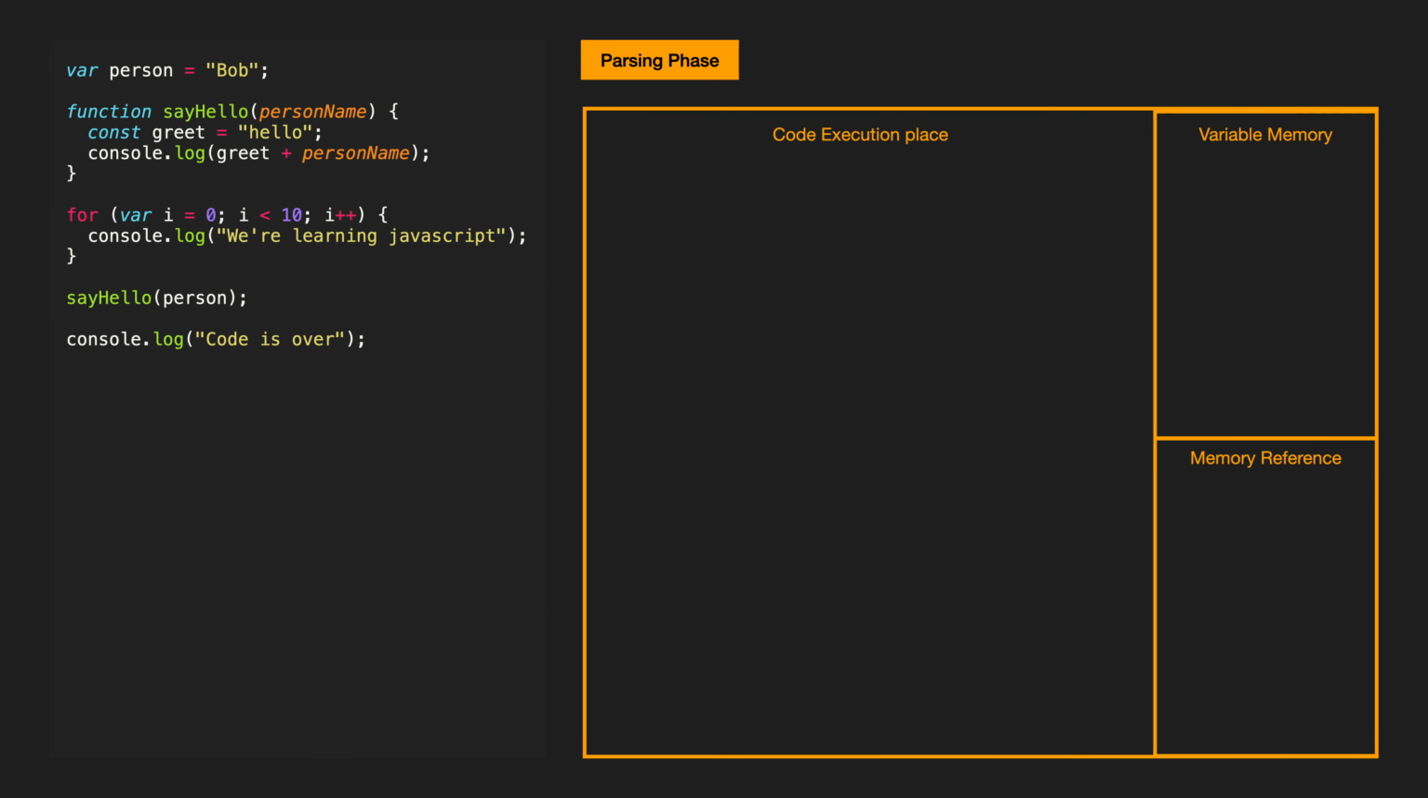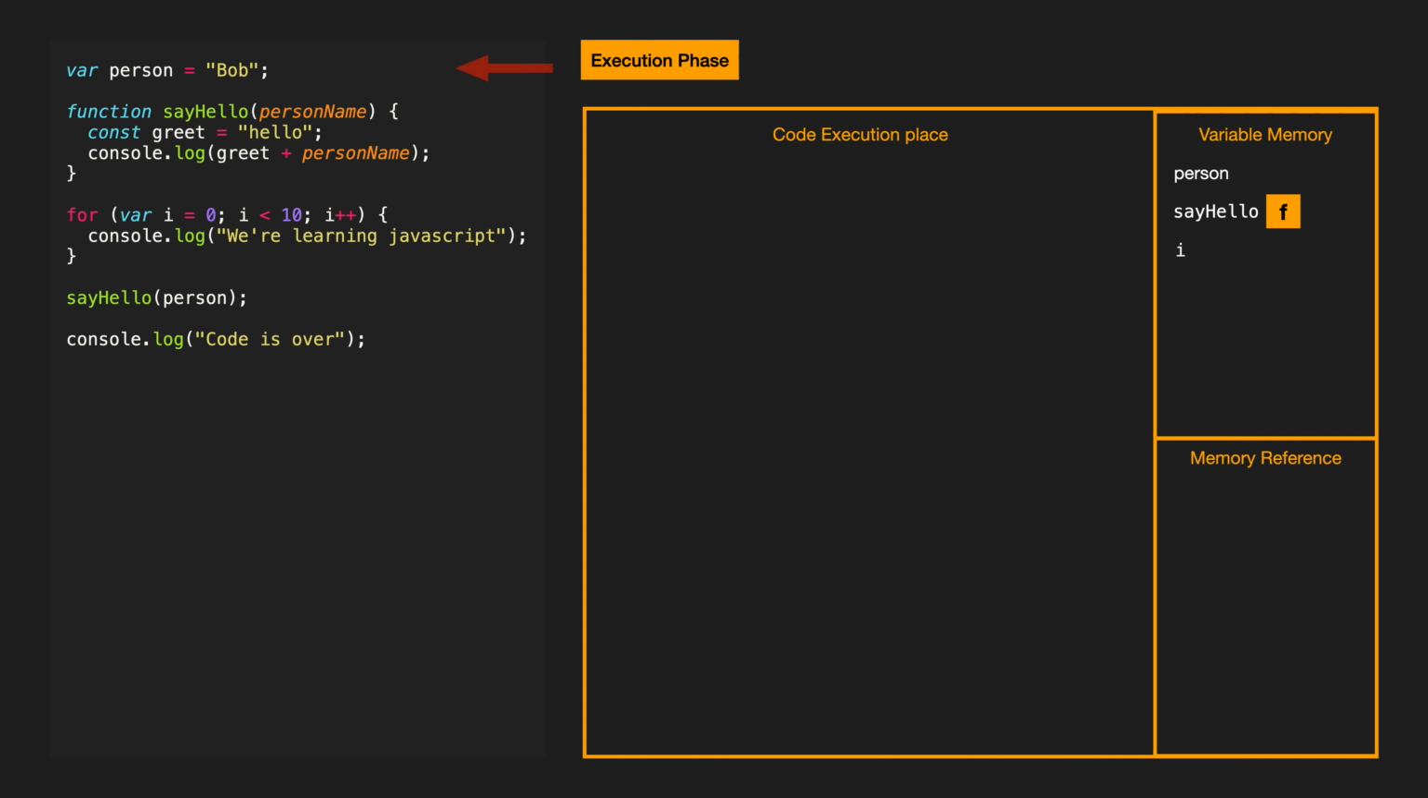Let's say another example. This is the code block. Now in the parsing phase, in line one, we have a variable called person. In the second line, we have a function named sayHello. In this line, we have another variable named i. So there is no other variable or function for the global execution context. So let's come to the execution phase.